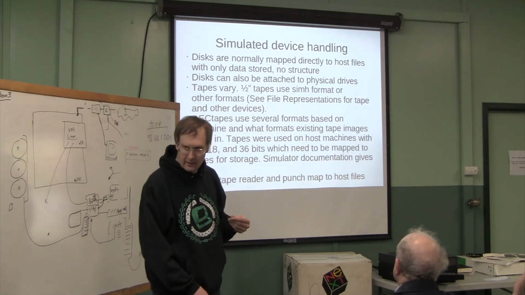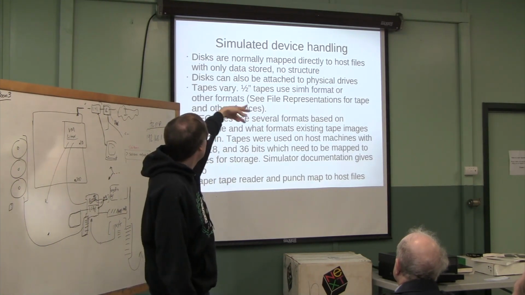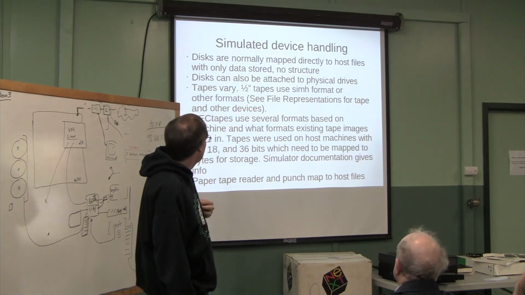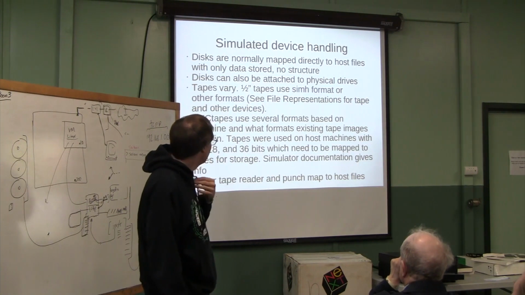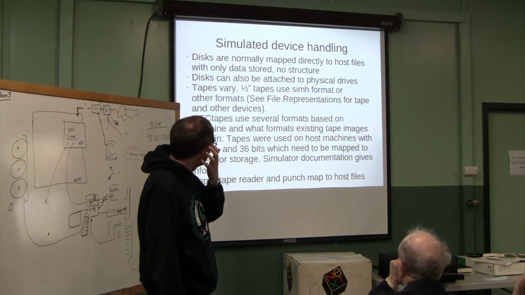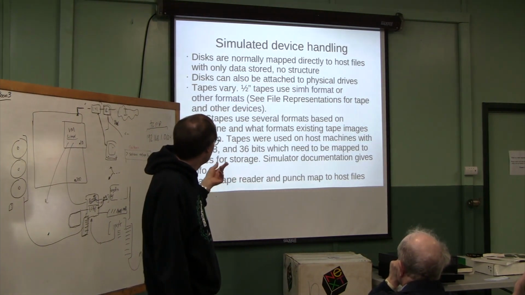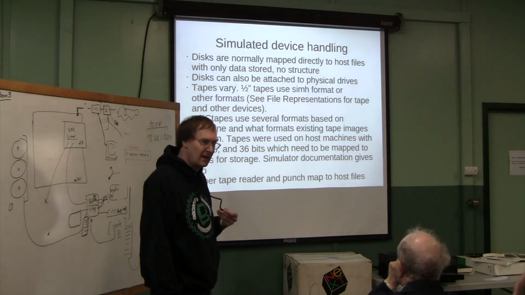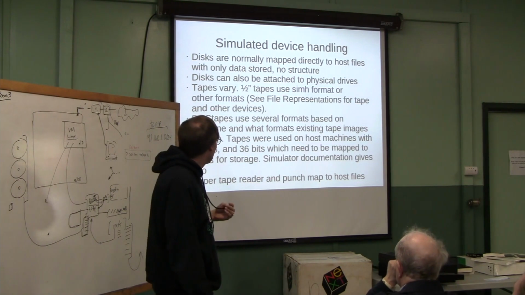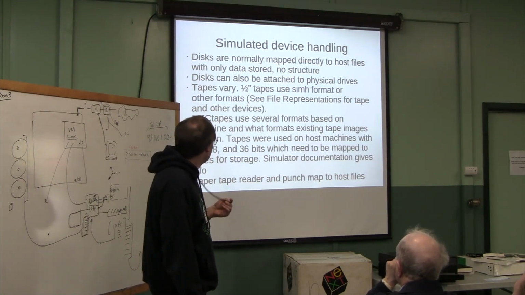Device handling: simulated disks are normally directly mapped to host files. They can also be attached to physical drives for SimH. Tapes vary. For half-inch tapes, there's a SimH format, which is the preferred, but it does know how to use a couple other common formats for half-inch tapes that are used for tape archives.